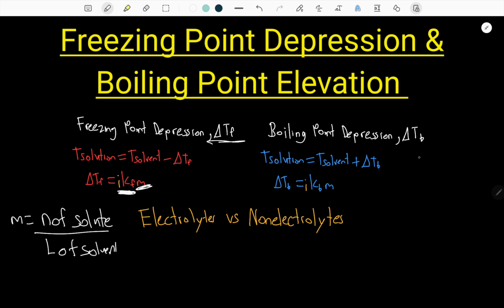And the boiling point elevation is the same formula, except that you are adding the boiling point elevation here, and the formula is the same. Now the main difference is that you have to identify if it's an electrolyte or a non-electrolyte. Whenever it is an electrolyte, you need to count the number of ions in the equation, and you need to include it in the formula. If it's a non-electrolyte, meaning that there's only one ion, you can ignore the i here. So now let's see some examples, so this will be more clear for you.